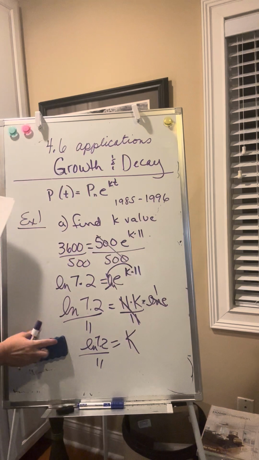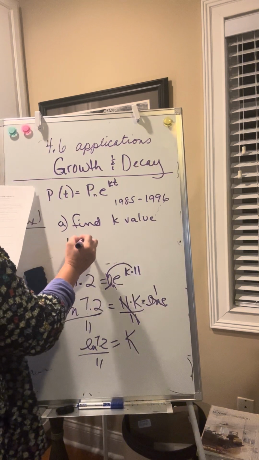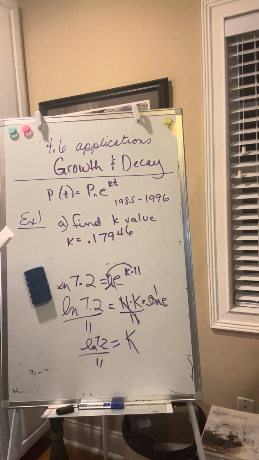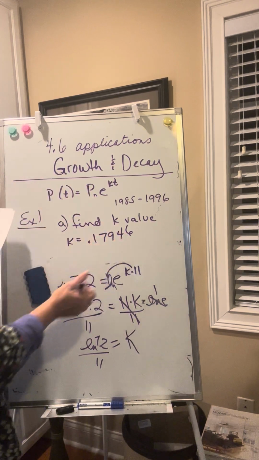All right, so we are getting a value. We solve that and get K equals 0.17946. So it's a positive number. Growth has occurred, which we knew growth had occurred because it went up.